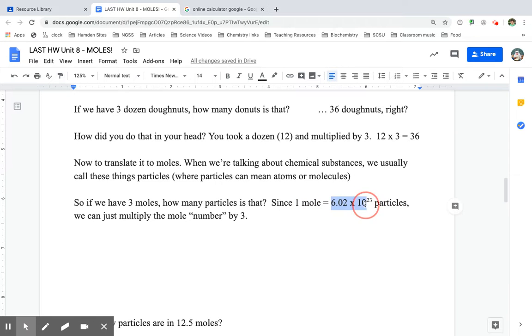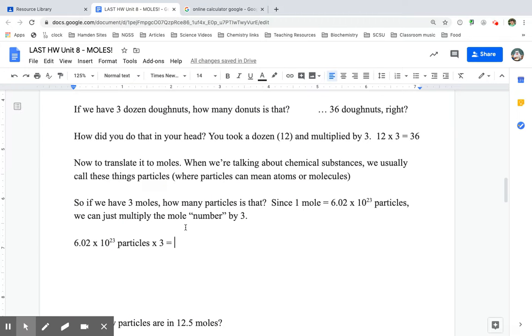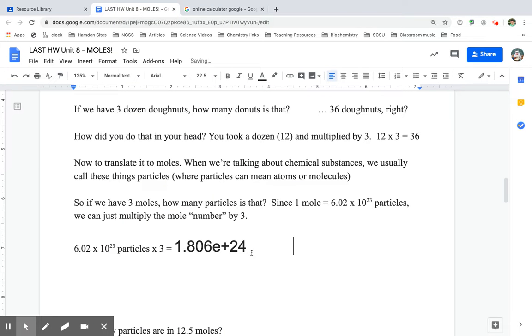Let's do that. We can take 6.02 times 10 to the 23rd particles times 3 equals, let's use our calculator. 6.02. Now we're going to use the exponent key to give us our times 10 to the. This is what it looks like in our calculator. 6.02 times 10 to the 23rd times 3 equals 1.8 E 24. This is how the calculator is writing our exponent.